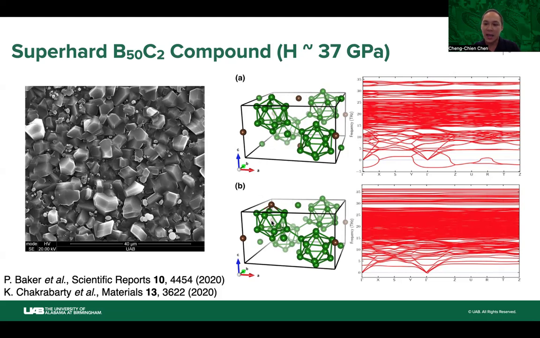On the right-hand side is the corresponding theoretical simulation of the phonon spectrum. You can see here we have imaginary phonon modes, while in the bottom structure, all the phonon modes are positive. This is an indication that the bottom structure might be dynamically more stable compared to the one above, and it also provides some additional guidance for the experiments.